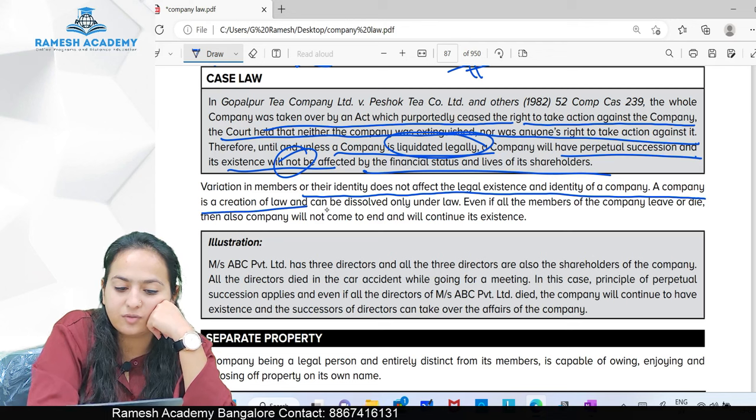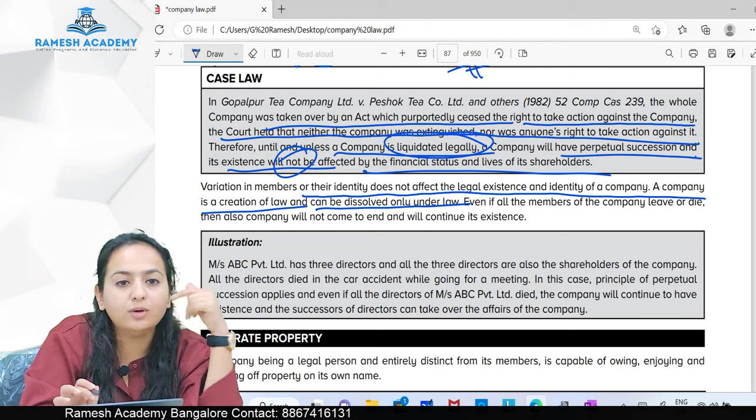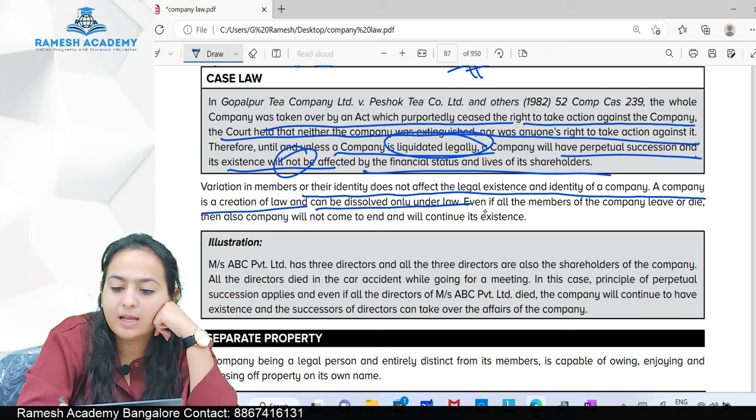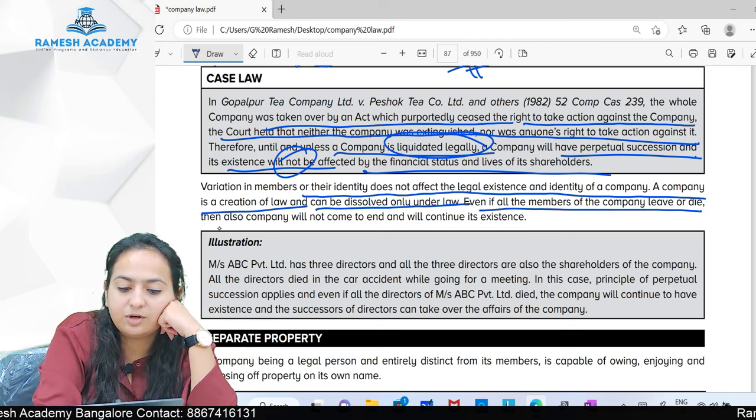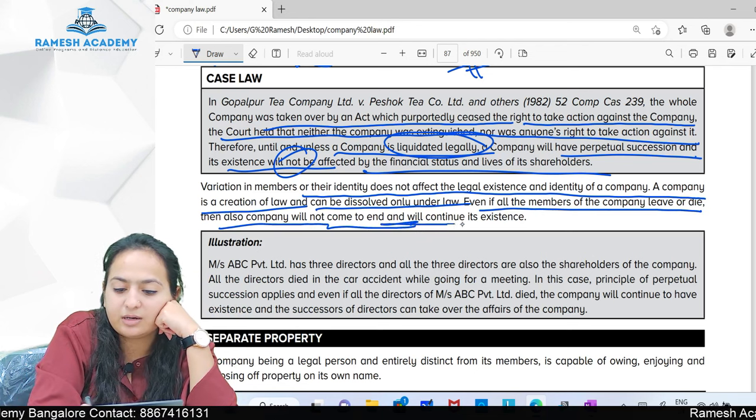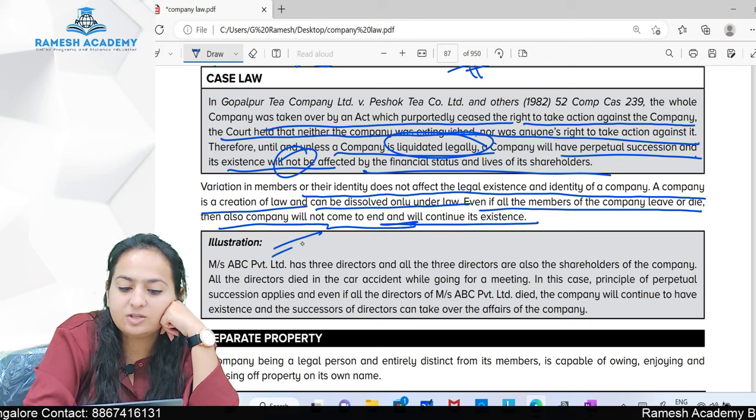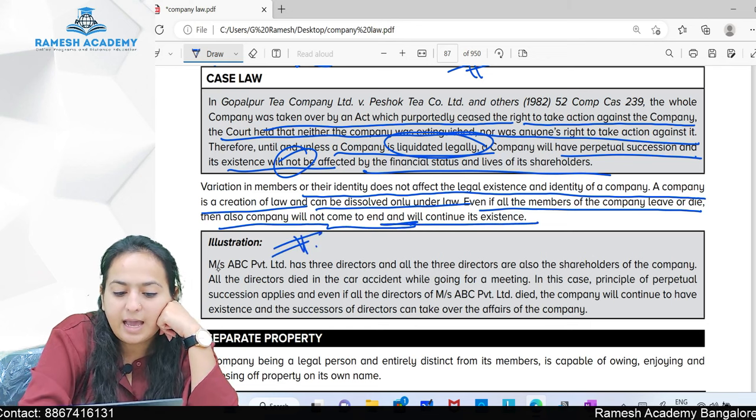A company is a creation of law and can be dissolved only under the law, meaning winding up. Even if all the members of the company leave or die, the company will not come to an end, it will continue its existence. They have given an example.